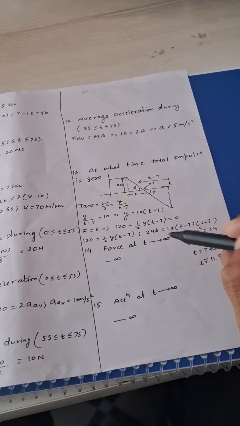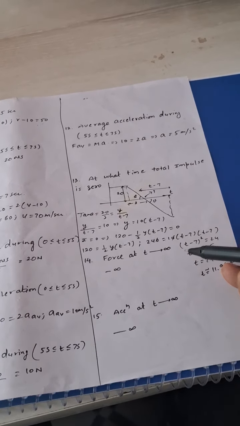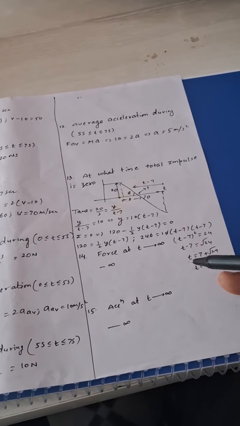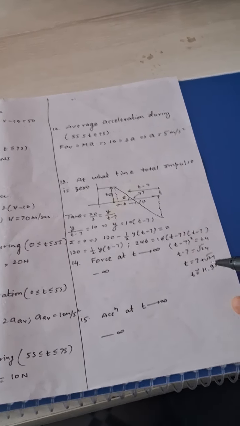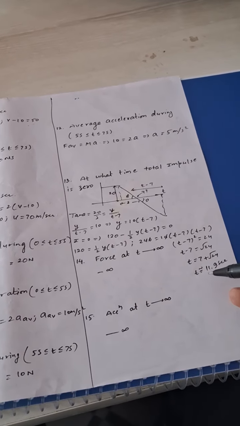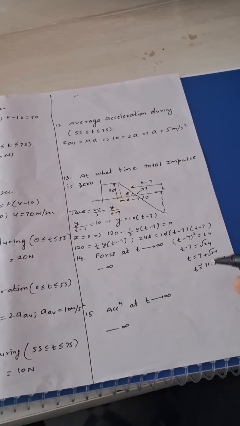So using this we have 240 equal to t minus 7 whole square times 10, this gives t minus 7 whole square as 24, which gives t minus 7 as root 24. So t is going to be 7 plus root 24. Root 24 is approximately 4.9, so that gives t approximately as 11.9 seconds.